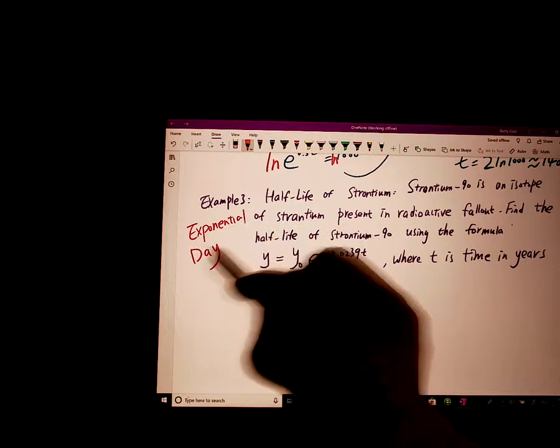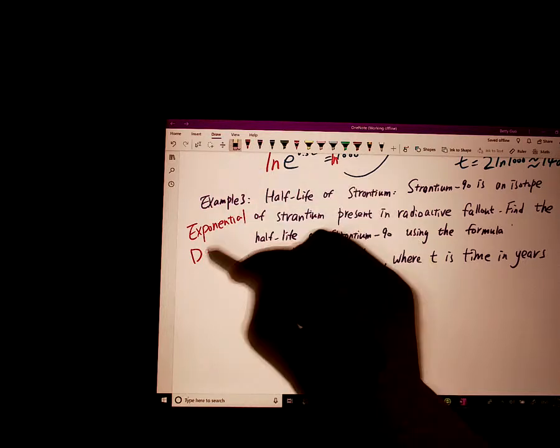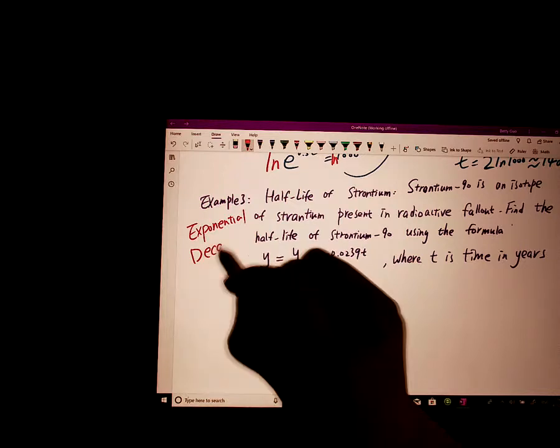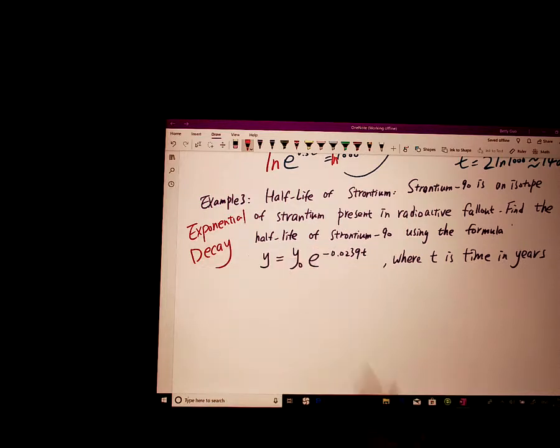The base of the exponential function is between 0 and 1. Decay. All right, let's see. Let's read the problem. The half-life of a certain substance in a radioactive fallout. The amount of the substance is decreasing, is losing. Find the half-life of the substance using the formula y equals.